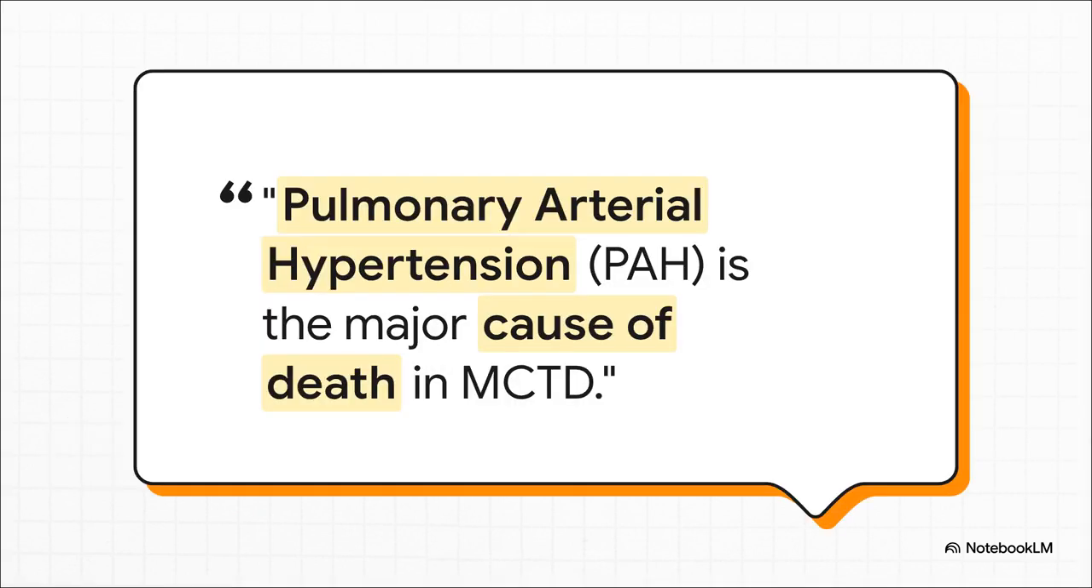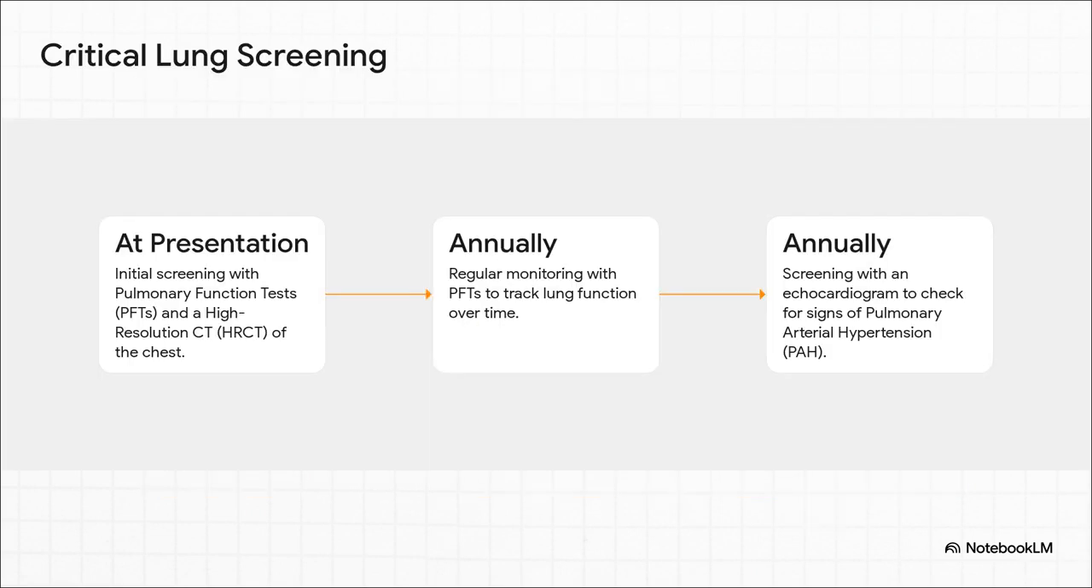And if you take away only one thing from this section, please let it be this. Even beyond ILD, a related condition called pulmonary arterial hypertension, or PAH, is the #1 cause of death in people with MCTD. It's essentially high blood pressure specifically in the arteries of your lungs. This puts a huge strain on the right side of the heart, and over time, it can lead to heart failure.